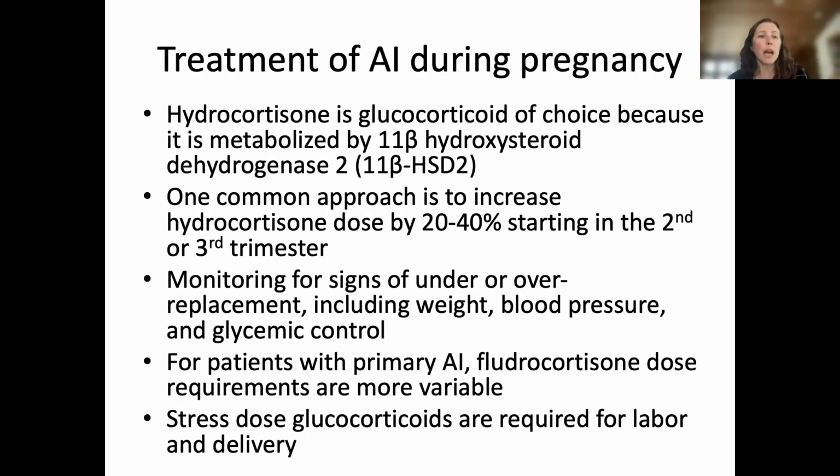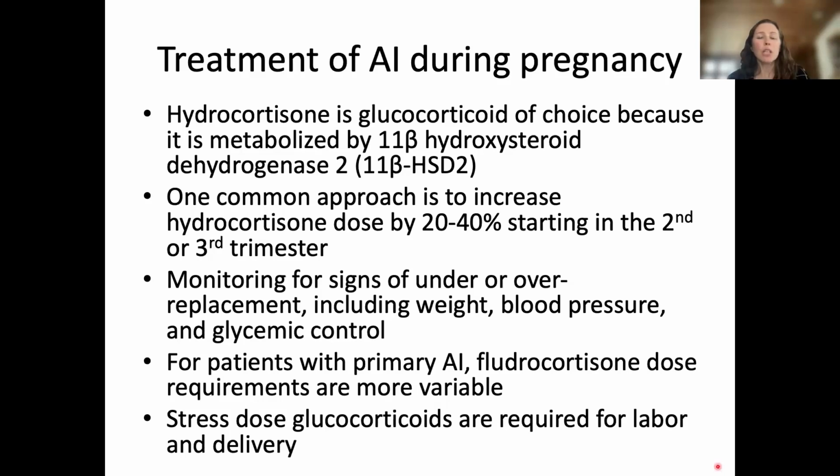My pregnant patients with AI, I monitor them at least once a trimester, and I'm looking for signs of under or over glucocorticoid replacement, including monitoring their weight, blood pressure, glycemic control, again, at least once every trimester. For patients with primary AI, the fludrocortisone dose requirements are more variable because progesterone has an anti-mineralocorticoid effect. So the fludrocortisone dose may need to be increased, although sometimes because you're also increasing hydrocortisone, that may be sufficient to cover it as well.